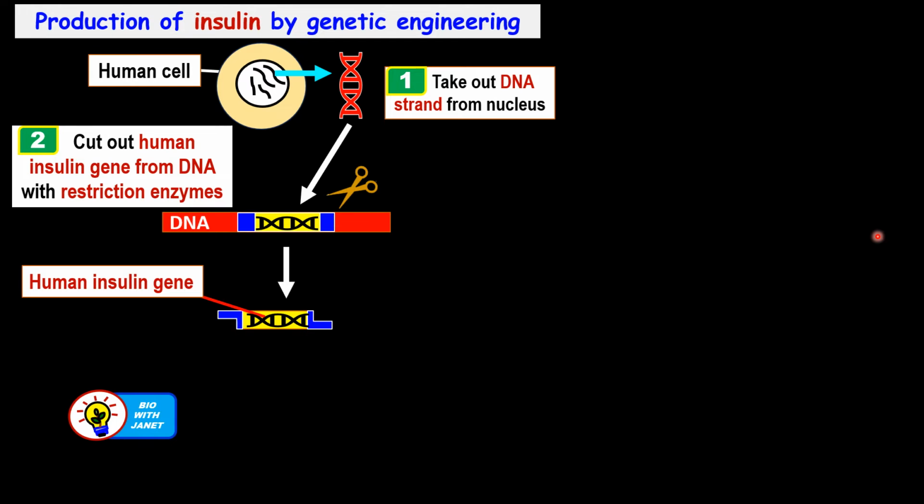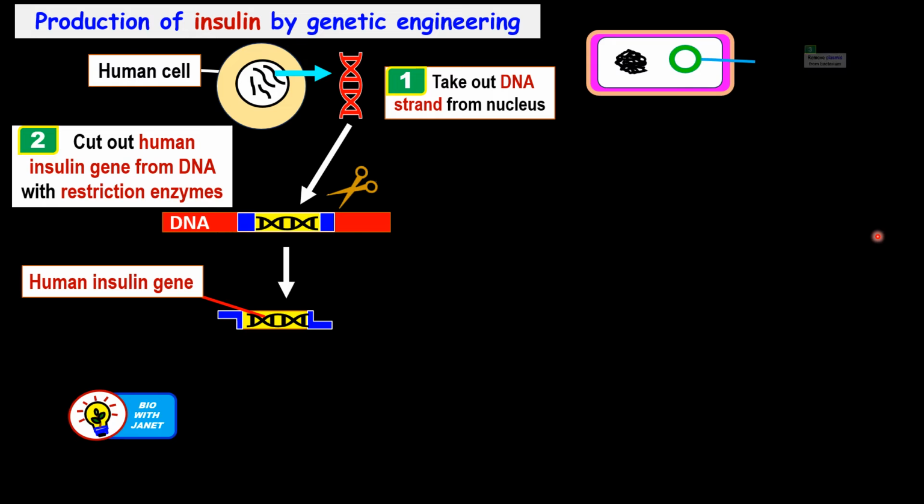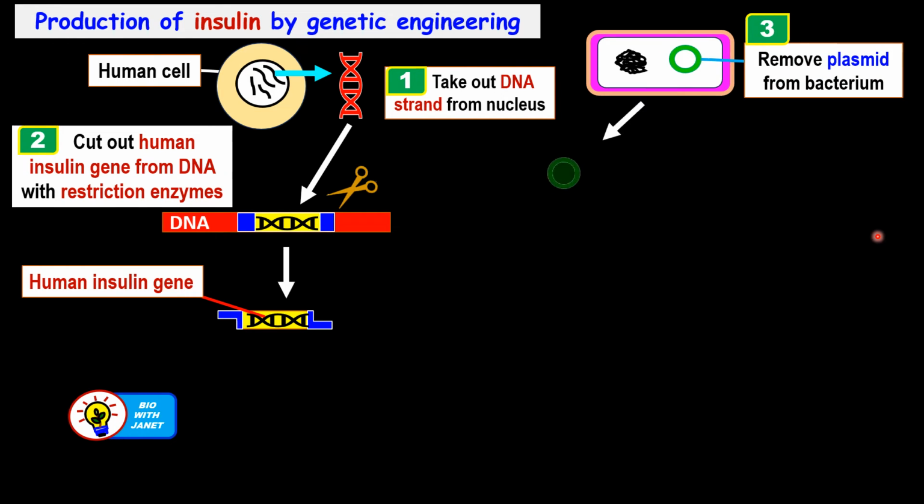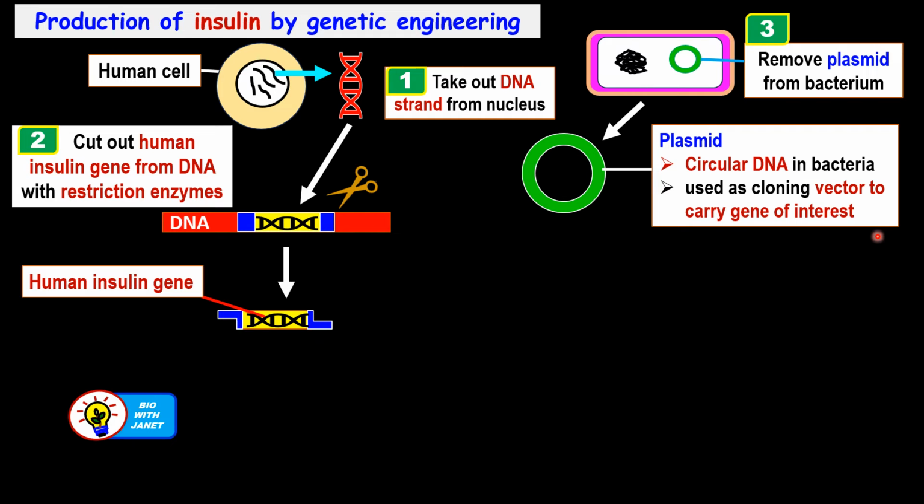Next, we have to get a bacterial cell that contains a plasmid. So a plasmid is actually just a circular DNA in bacteria, and it can be used as the cloning vector. A vector means something to carry the gene of interest or the gene that we desire, which is actually the human insulin gene. So we're going to put the human insulin gene into the plasmid. Okay, the scientists will put the human insulin gene here into the plasmid.